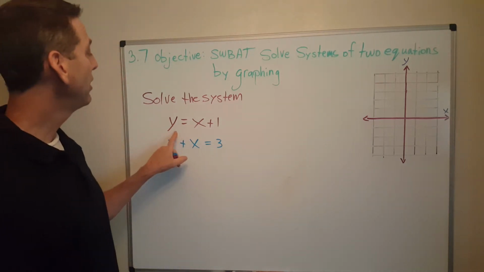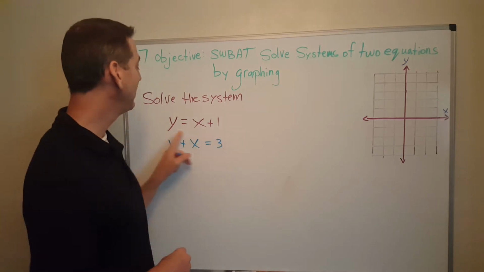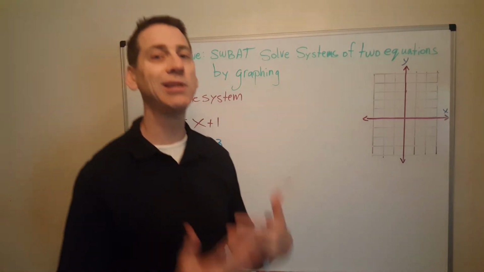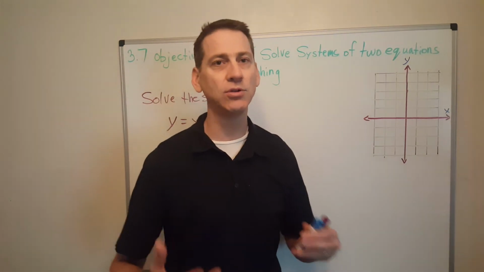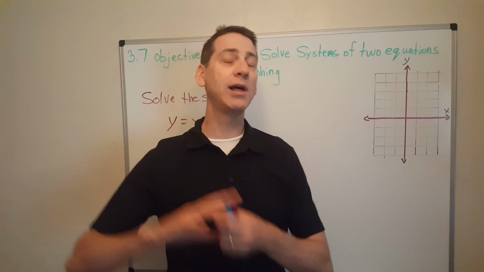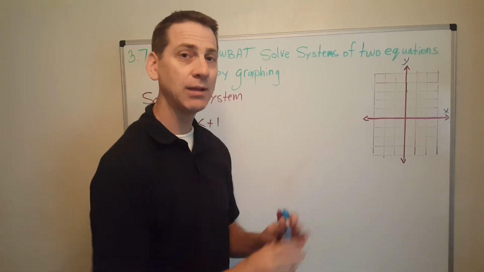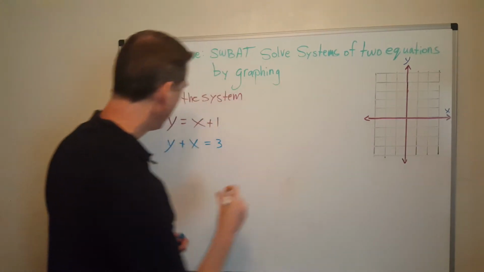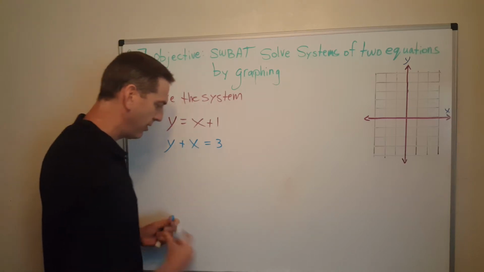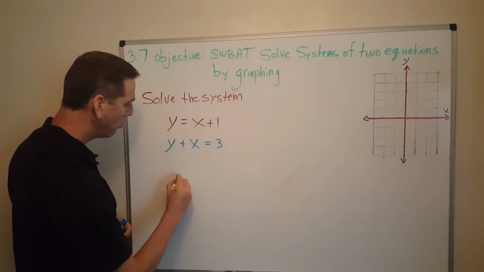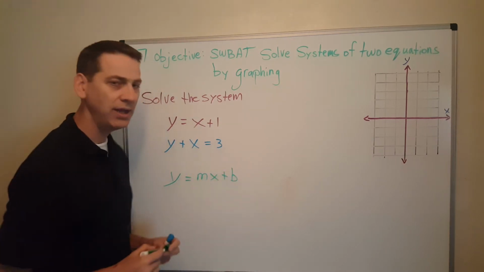Let's go ahead and start with the very first equation. This is in what we call slope-intercept form. We really haven't gone over how to graph linear equations. We'll go into that more in depth later in another video, but for now I'm just going to skim the surface. You can graph any linear equation in this form: y equals mx plus b.